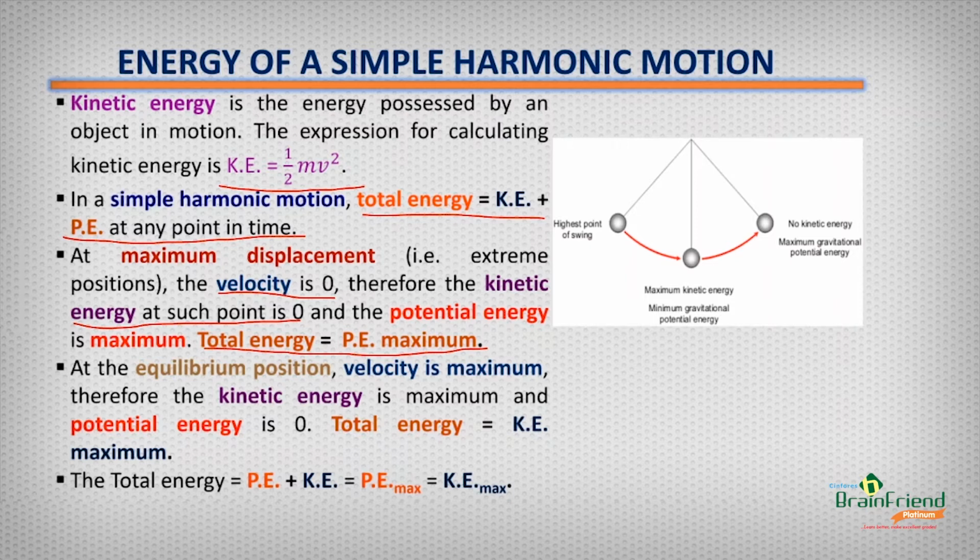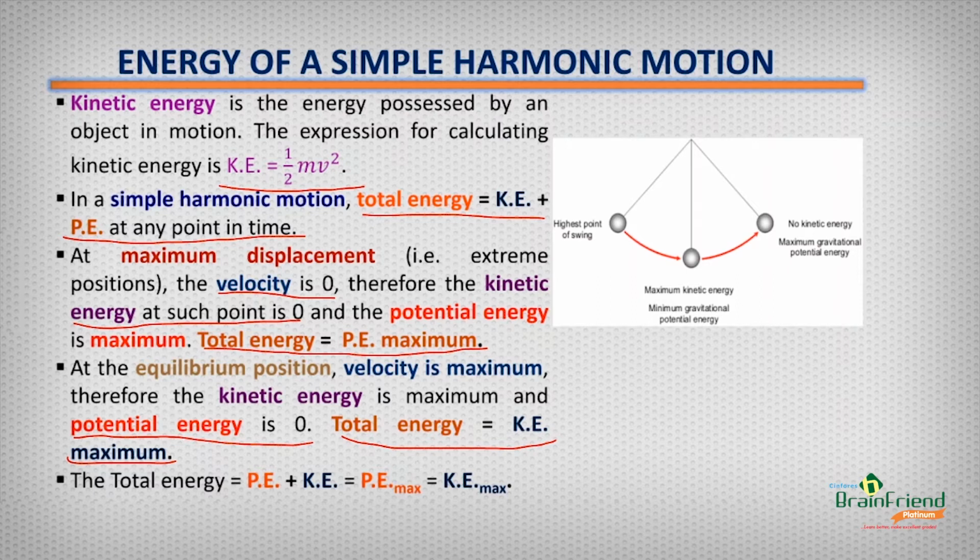Also recall that at equilibrium position, velocity is maximum. Therefore, the kinetic energy is maximum and the potential energy is 0 because the displacement is 0 at equilibrium position. Therefore, the total energy at the equilibrium position is equal to the kinetic energy. And we call this kinetic energy maximum kinetic energy since it is the only energy available at such point.